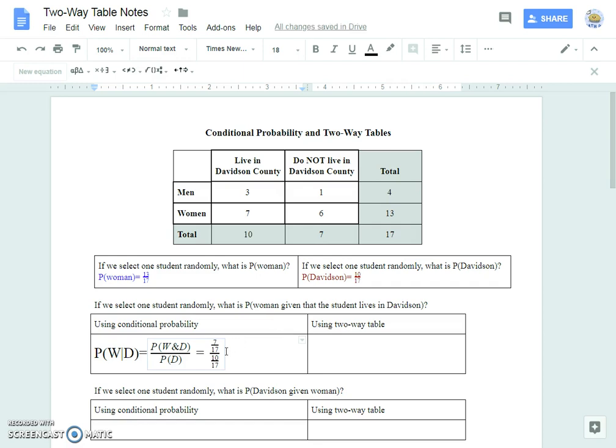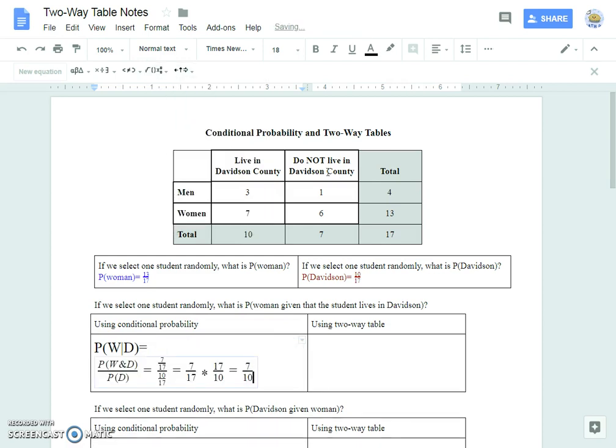When we divide fractions, we take our first fraction and multiply it by the reciprocal of the second fraction. So we're going to flip that second fraction. Then our 17s are going to cancel out, leaving us with 7 out of 10.